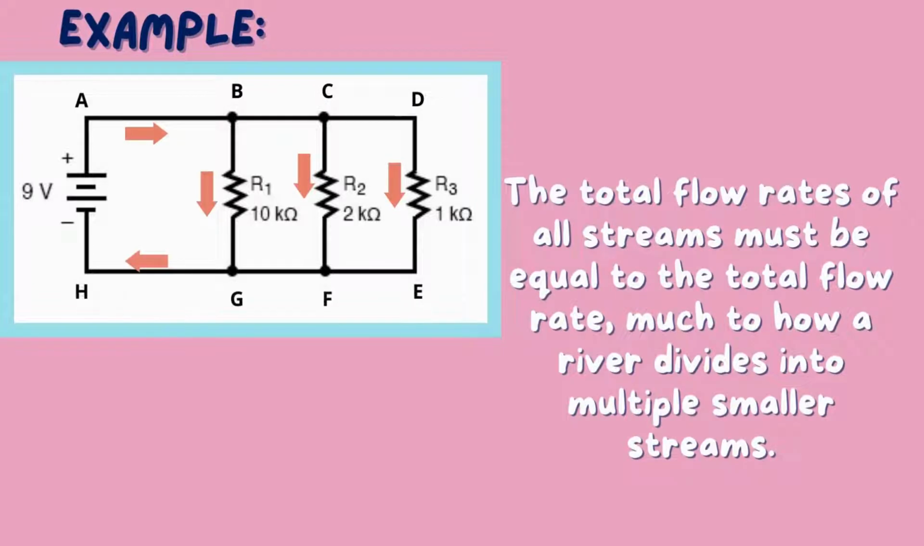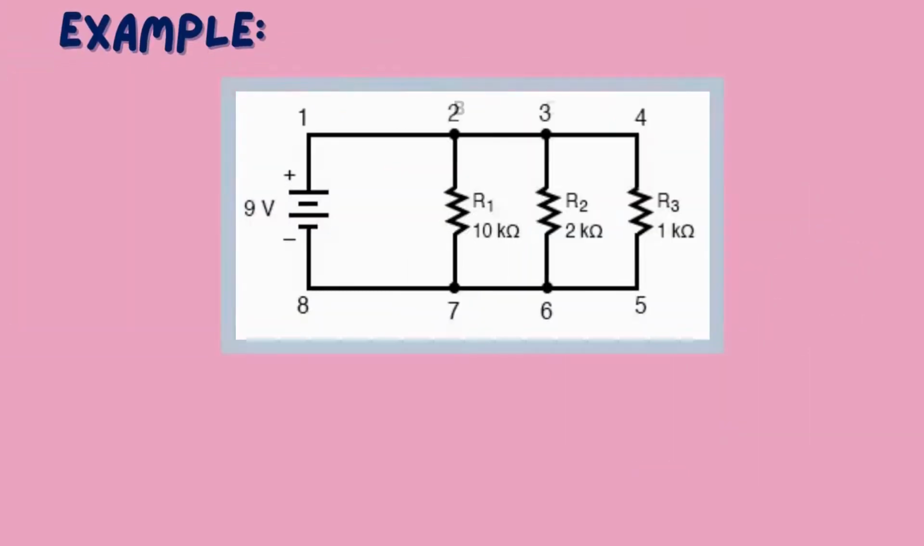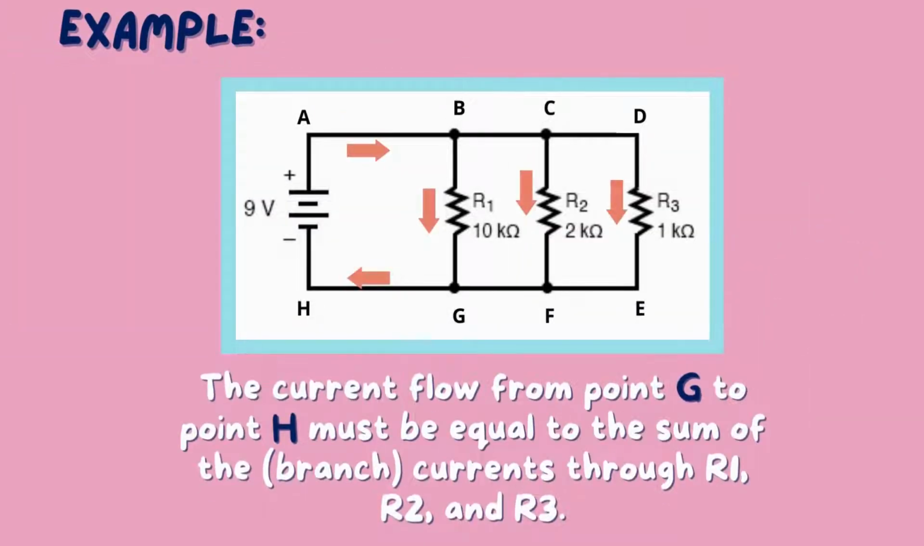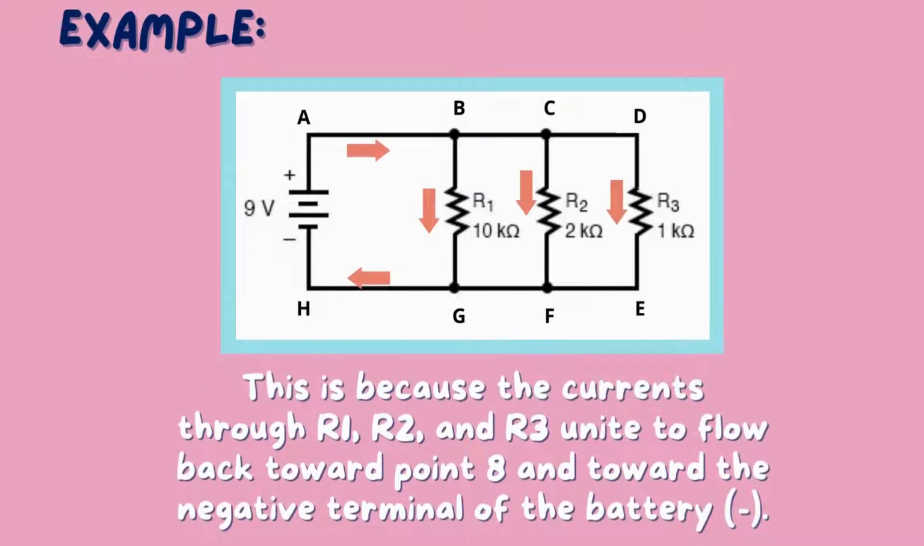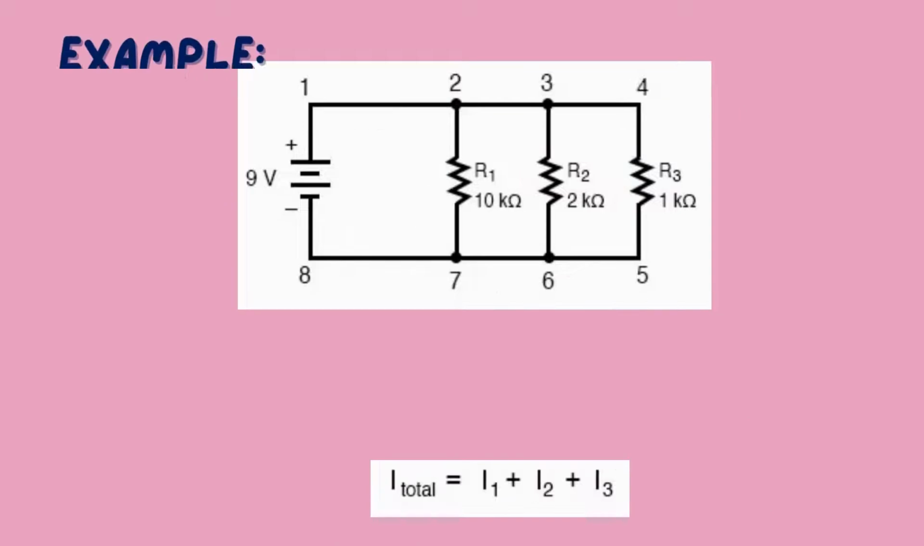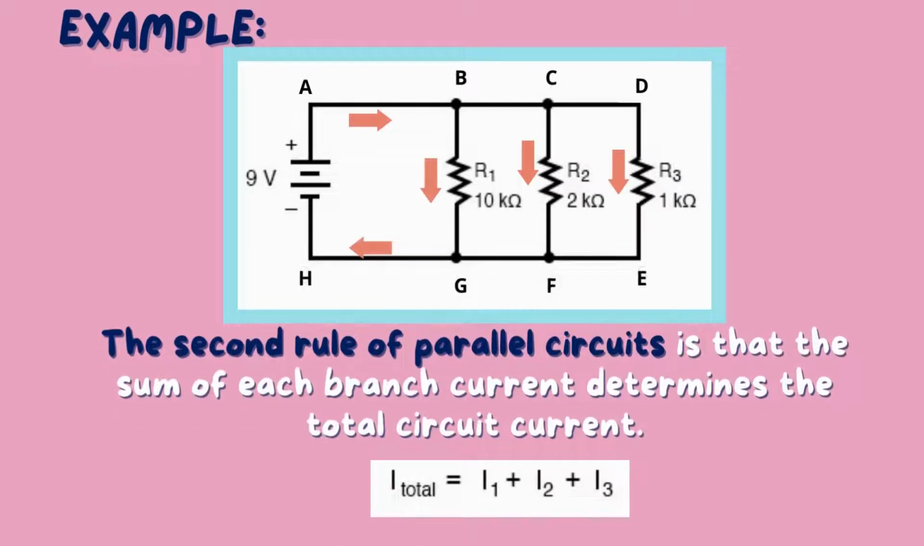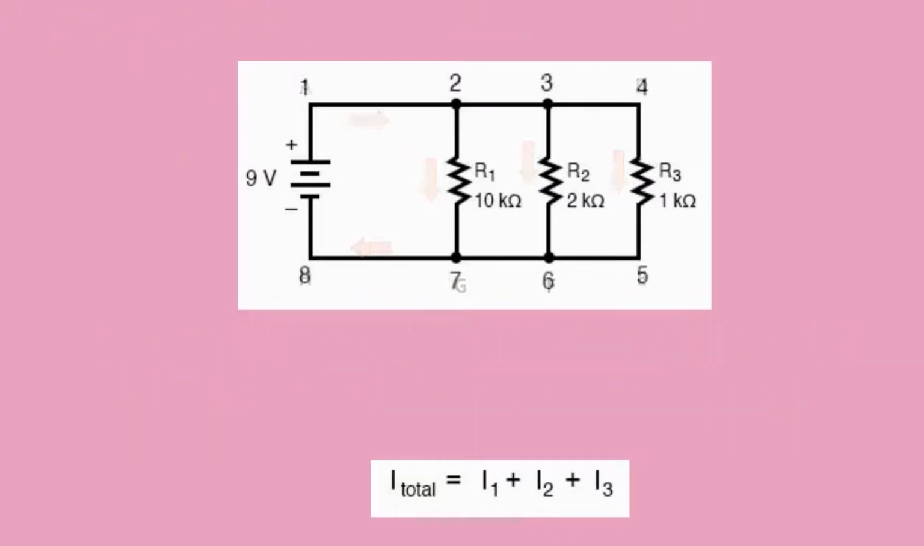The total flow rates of all streams must be equal to the total flow rate, much like how a river divides into multiple smaller streams. The current flow from point G to point H must be equal to the sum of the branch currents through R1, R2, and R3. This is because the currents through R1, R2, and R3 unite to flow back toward point A and toward the negative terminal of the battery. The second rule of parallel circuits is that the sum of each branch current determines the total circuit current.